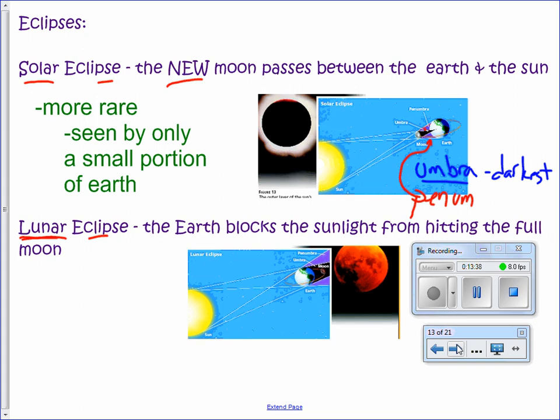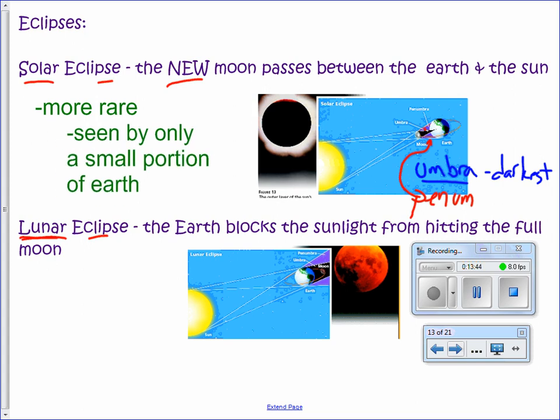These do not occur very often, and they're seen only by a small portion of the earth. Because as you see in this picture, that again is a little confusing to look at, but when you think about it, because the sun's rays spread out, the shadow of the moon on the earth is just going to be a small dot. And so this is when you hear that a certain part of the United States or a certain part of the world will see a total eclipse of the sun, and others will see a partial eclipse.